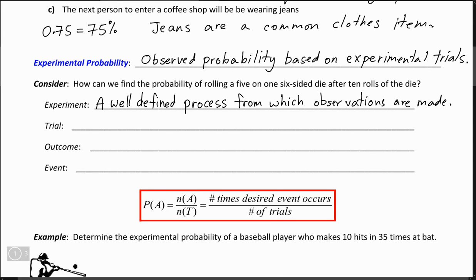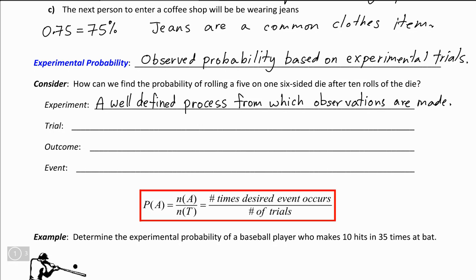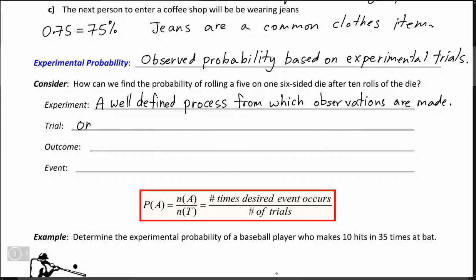Okay, and then so you run your experiment. It's a process that you create. And you run that experiment, and we're going to say, okay, what's a trial then? Well, a trial is just one round of this experiment. So a trial is one round of the experiment.